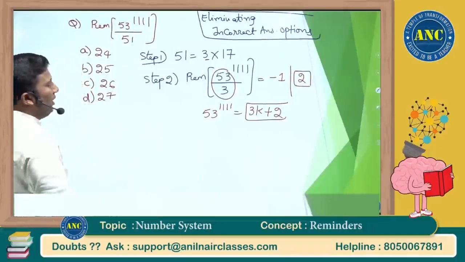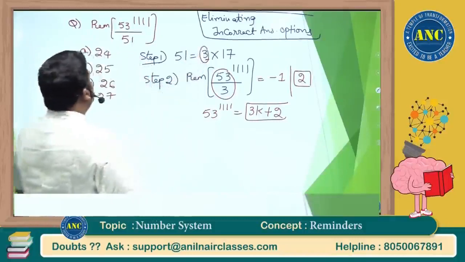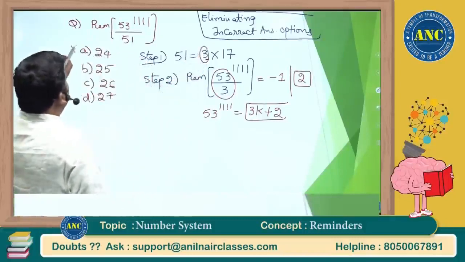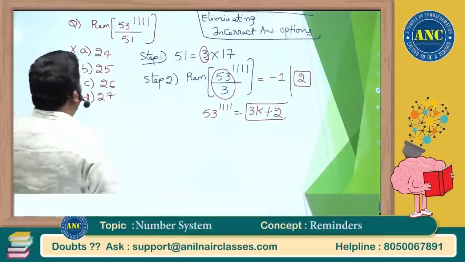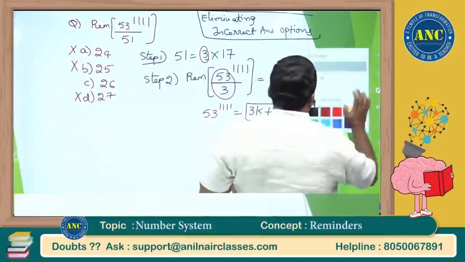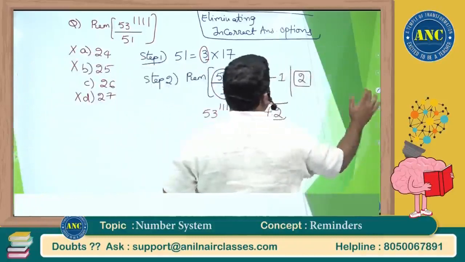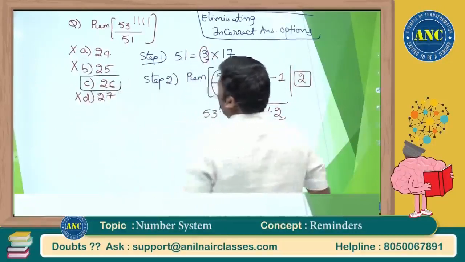It gives a remainder 2. This, when divided by 3, should give a remainder 2. 24 is 3 into 8. 25 is 3 into 8 plus 1. 27 is 3 into 9. So the only possibility is 26. The answer for this question is 26.